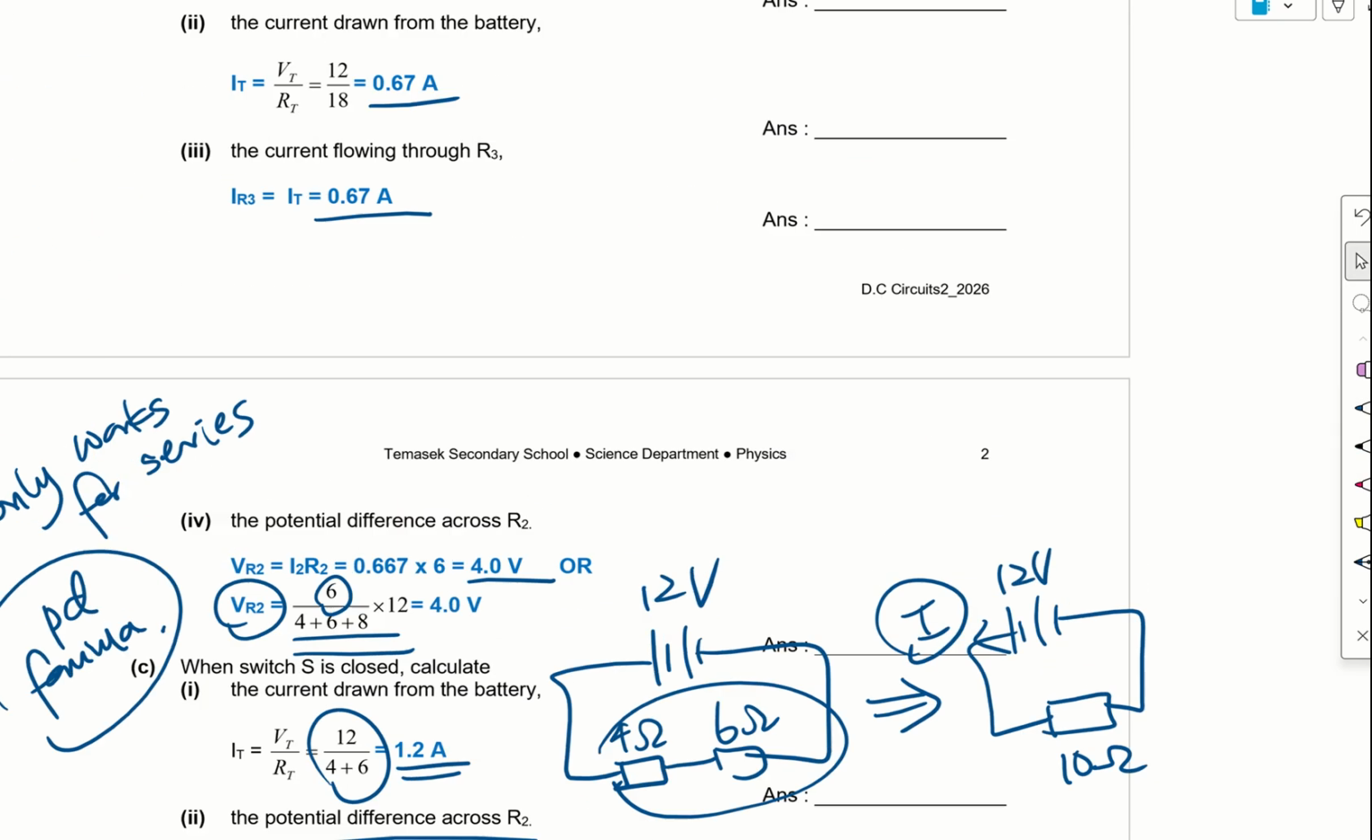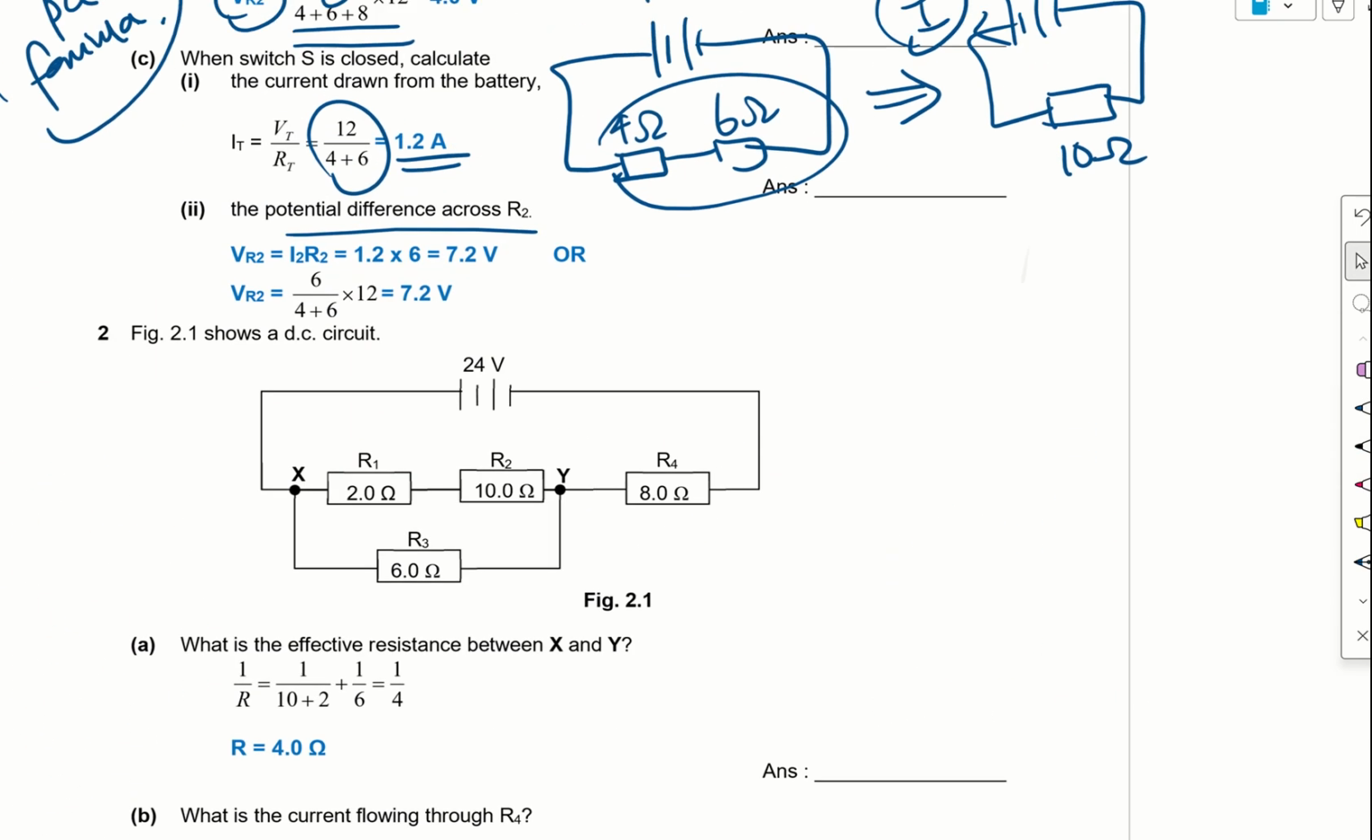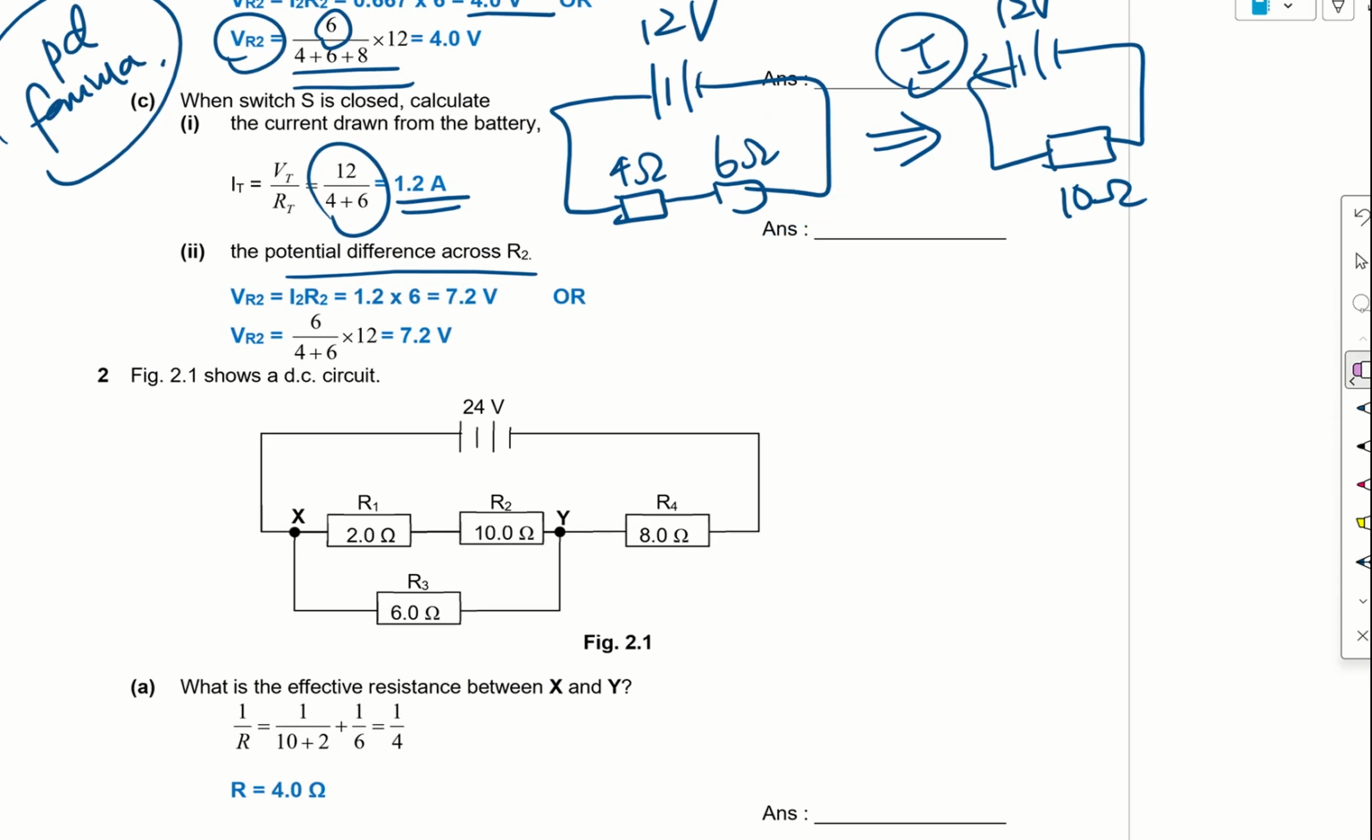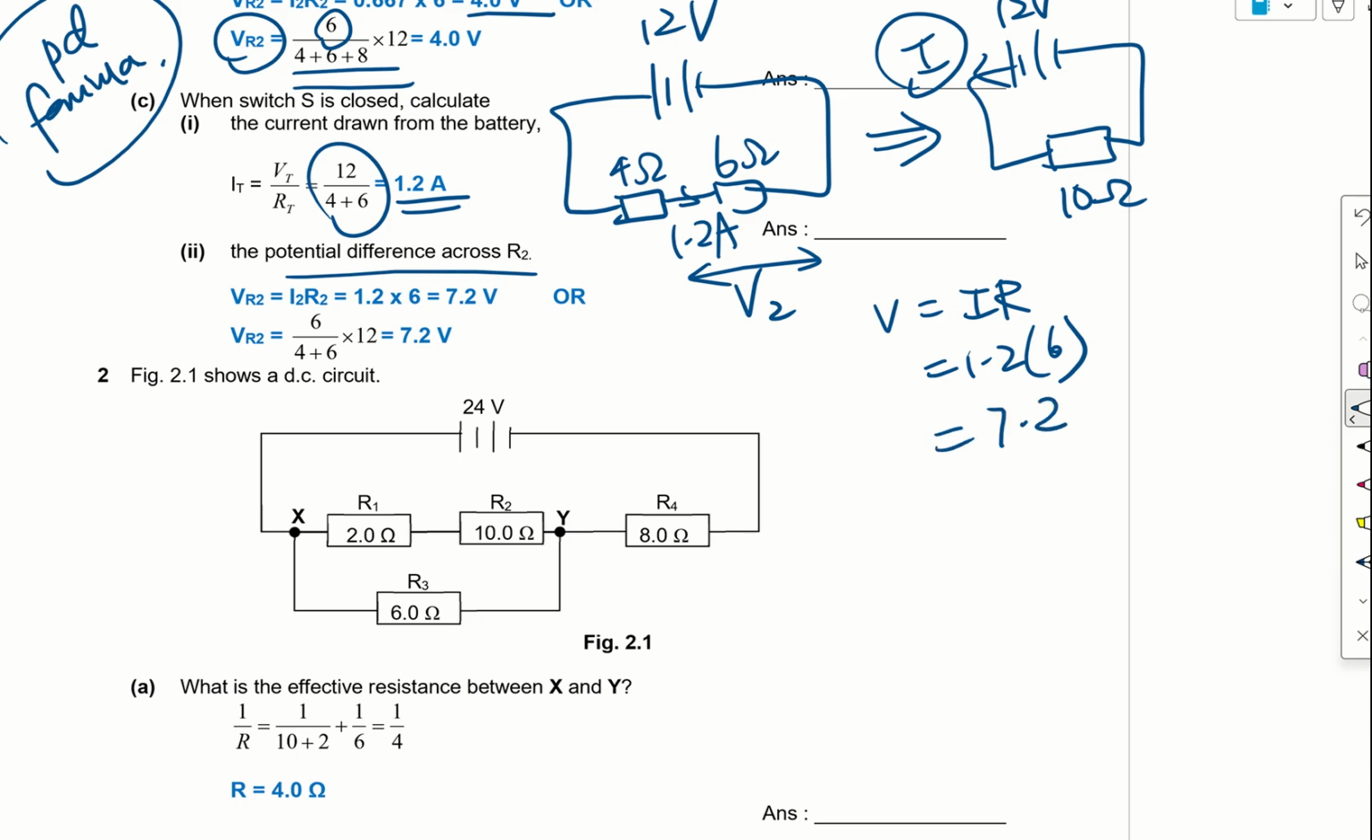So they want us to calculate the potential difference across R2 now. So R2 is actually our 6 ohm resistor. Okay, so if we go back to this original circuit, we know that the current flowing through is 1.2 ampere. We want to find the voltage or potential difference across this 6 ohm. We take V equals IR. I is 1.2, R is 6, so we get 7.2.